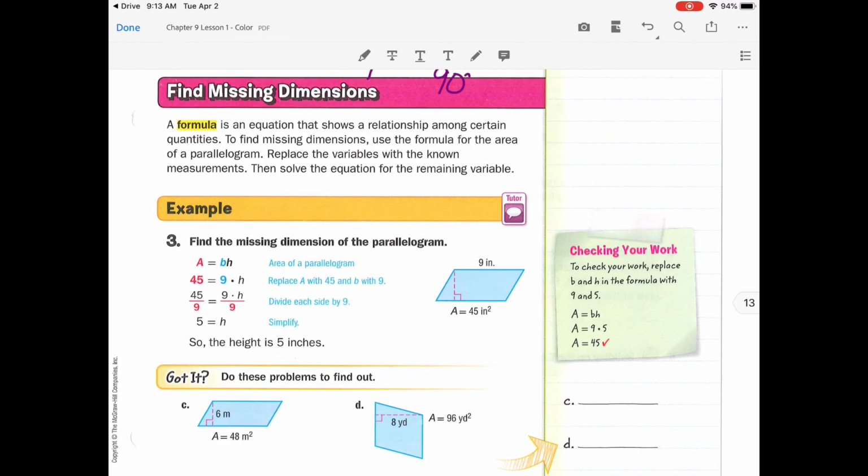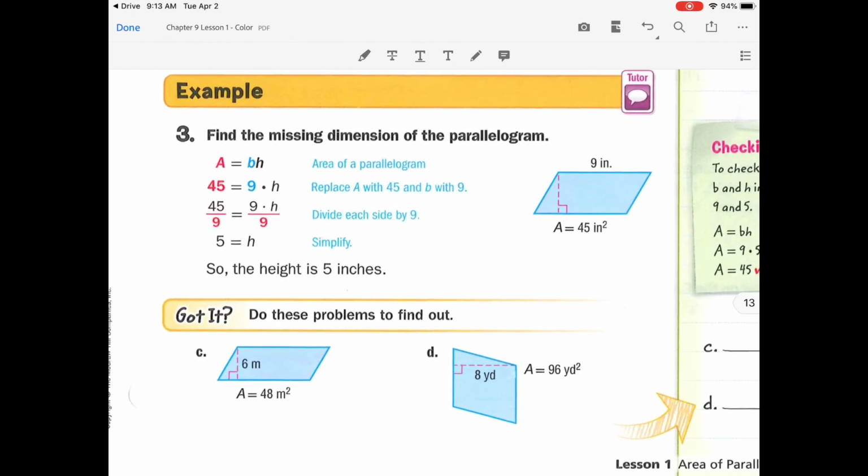Formula. A formula is an equation that shows a relationship among certain quantities. To find the missing dimensions, use the formula for area of a parallelogram. Replace the variables with the unknown measurements, then solve the equation for the remaining variable. So basically now we get to pull our algebra back in, and we're going to replace certain things that we know, and we're just going to solve the problem like we normally would. We're going to be doing inverse operations. It is just everything coming back full circle.